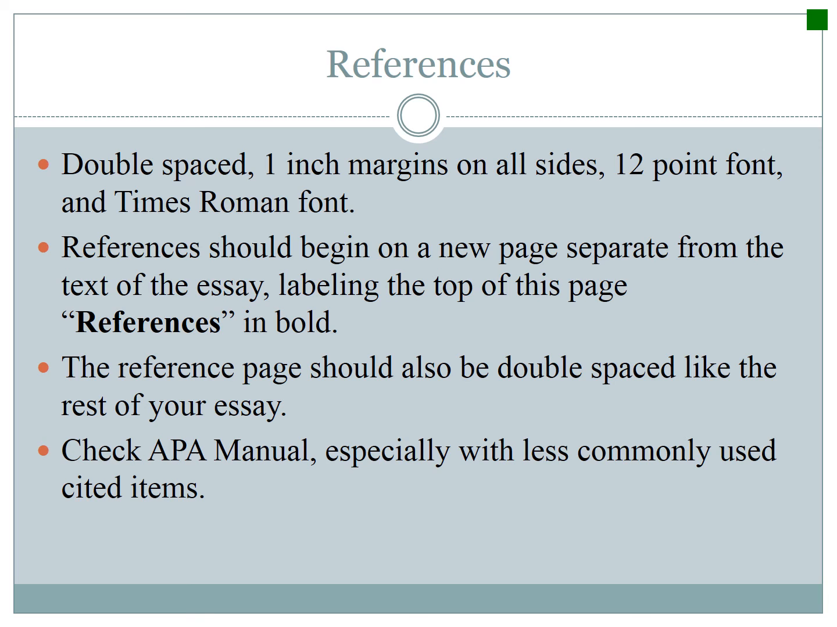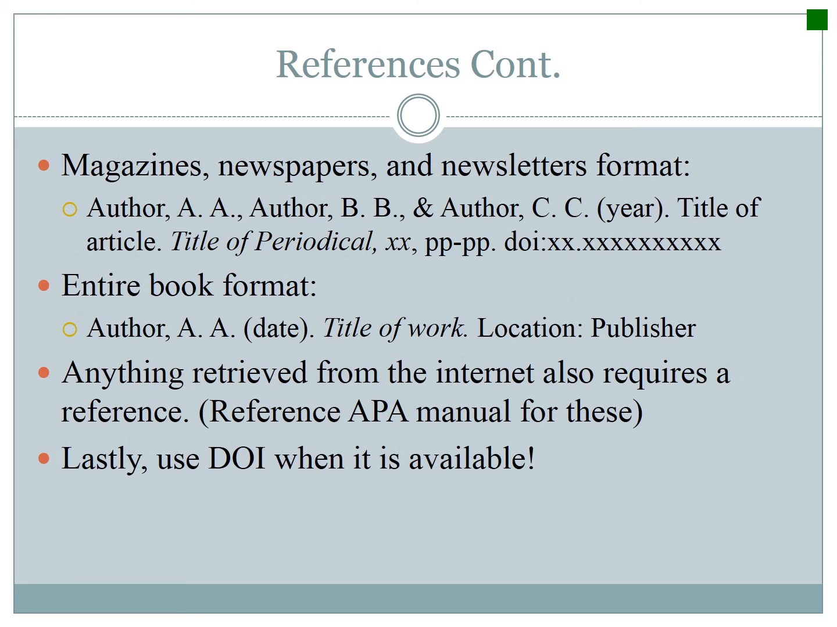Check APA manual, especially with less commonly used cited items. Here are a couple examples for different formats for references. Also, anything retrieved from the internet requires a reference. Reference APA manual for these. Lastly, use DOI when it is available.